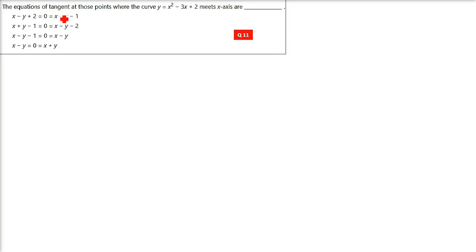The equations of tangent at those points where the curve, this one, meets the x-axis. Meets x-axis means what? Whenever a line is intersecting the x-axis, we are aware that y should be equal to 0. X we don't know, but definitely we know that y is 0. So this y equals x square minus 3x plus 2. When you differentiate it, it will give you dy by dx.